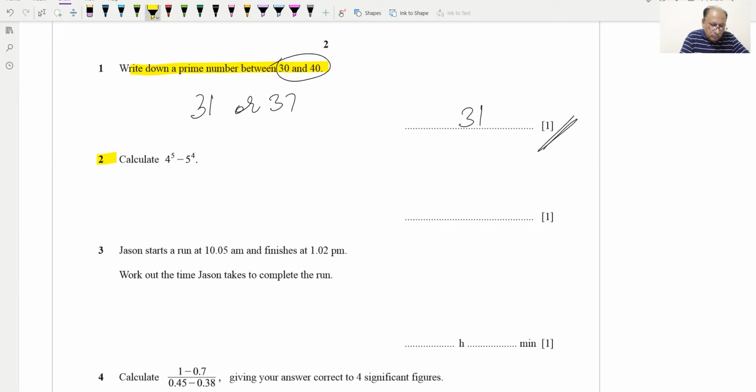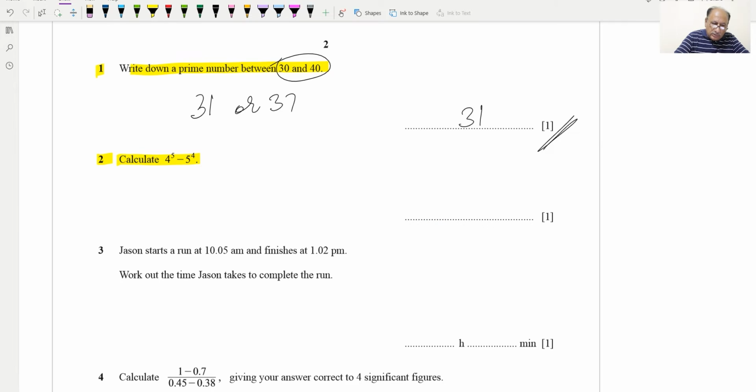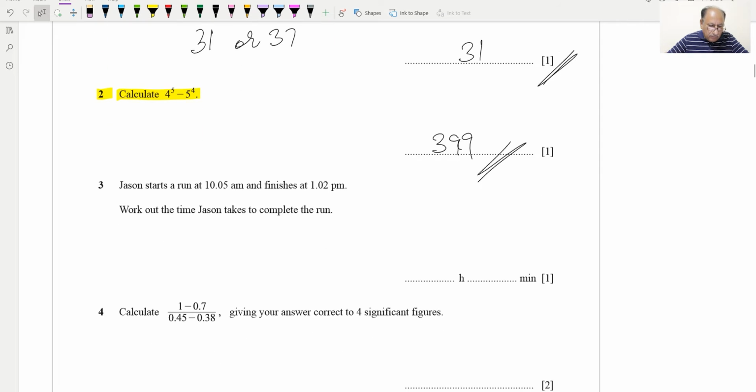Now question number 2. It says calculate this, which we can do using a calculator. This will be 4 raised to the power 5 minus 5 raised to the power 4, and this will be equal to 399. So we can write the answer 399, and this will be the final answer for 1 mark.